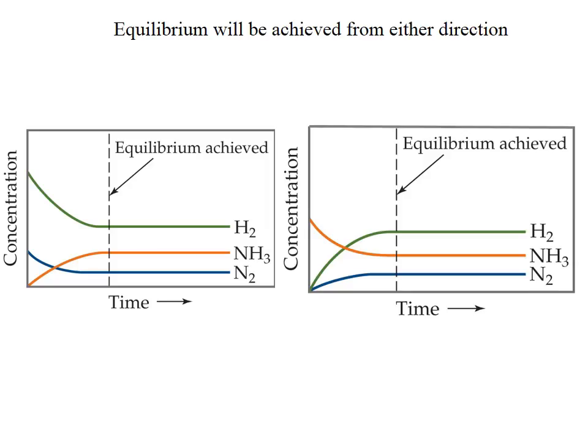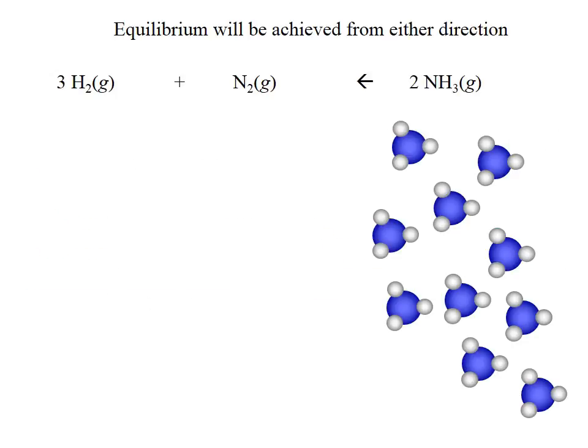This image is meant to show you, this left graph is the same one I just showed you, but on the right, instead of starting with hydrogen and nitrogen as reactants, we start with just ammonia as a reactant, the orange one, and that one decreases in concentration over time, while hydrogen and nitrogen increase in concentration over time. So basically the graph on the right shows you the reverse reaction, and this is just meant to show you that equilibrium can be achieved from either direction.